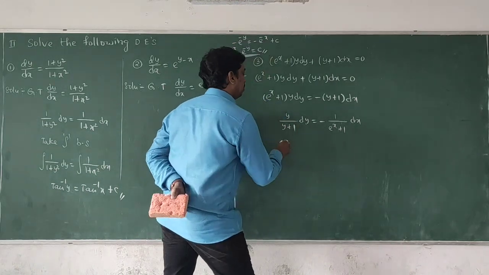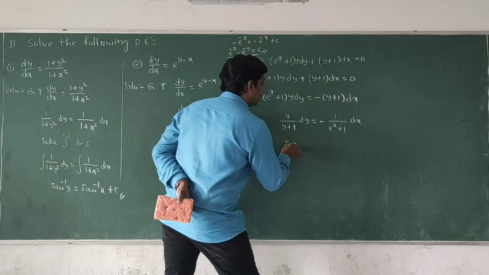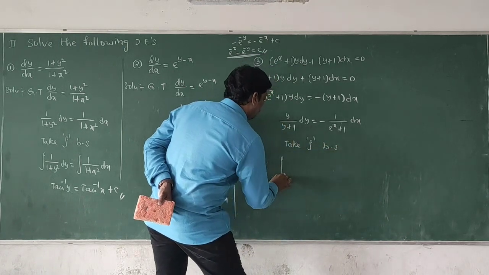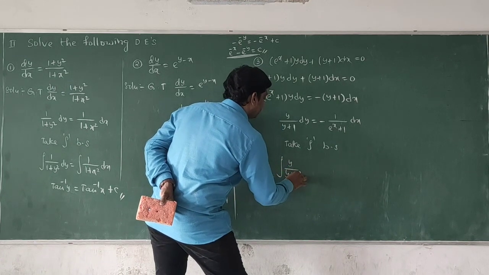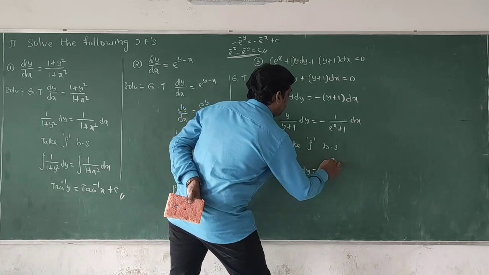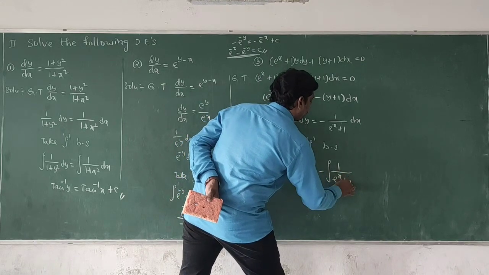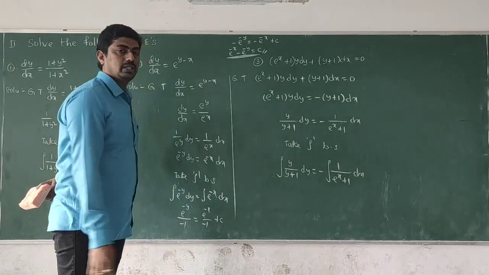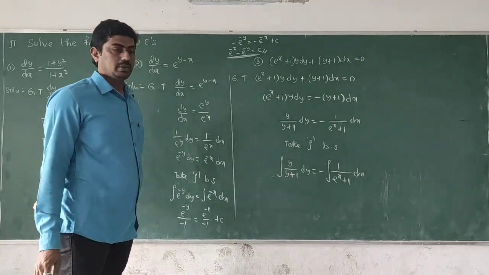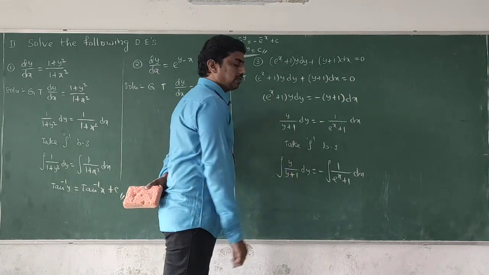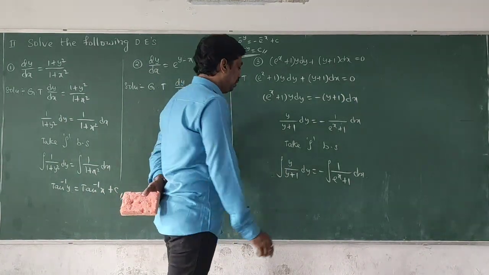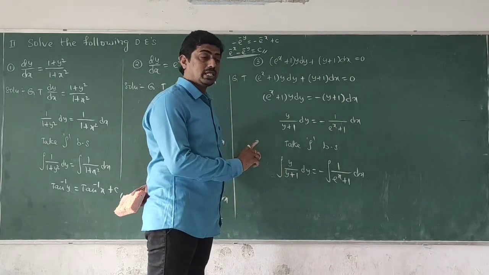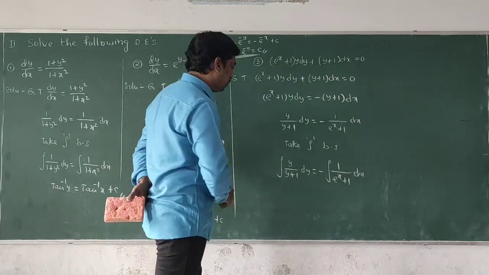Okay, right. Now the next step. What is the next step? Take integration on both sides. Integration of y by y plus 1 into dy equals minus of 1 by e power x plus 1 into dx. Can you remember integrations? The first 2 marks model problems: integration of x by x plus 1 dx. What is the process? Very good. Here in the denominator we have y plus 1, and in the numerator we have y only. That's why we add and subtract 1 in the numerator.